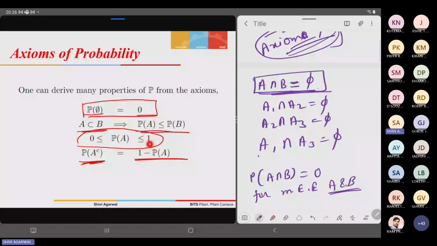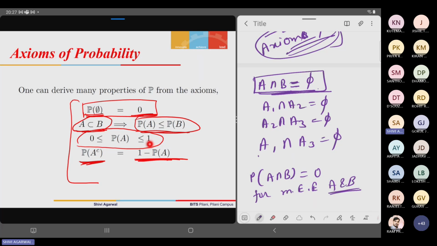I will give you the example, don't worry. These are the theory. Firstly, I will explain the theory and then I will go for the examples. These are some more results based on the axioms only. Later on, whenever this condition arises, we can use these formulas directly: the probability of A complement is 1 minus the probability of A; the probability of the null set is equal to 0; and if A is a subset of B, then the probability of A is always less than or equal to the probability of B.